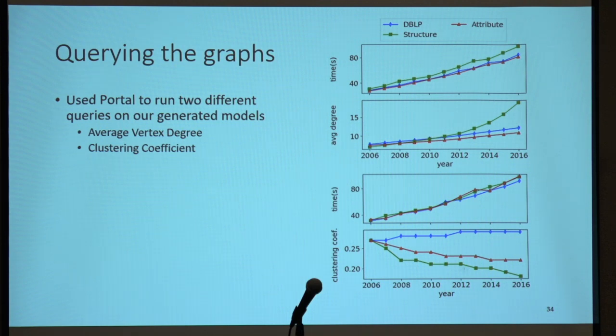We timed those experiments. Since the nodes are coming from the real DBLP and the number of edges is similar, all the experiments have the same execution time. But our model has better degree prediction, and even for clustering coefficient, we are closer to the real graph.